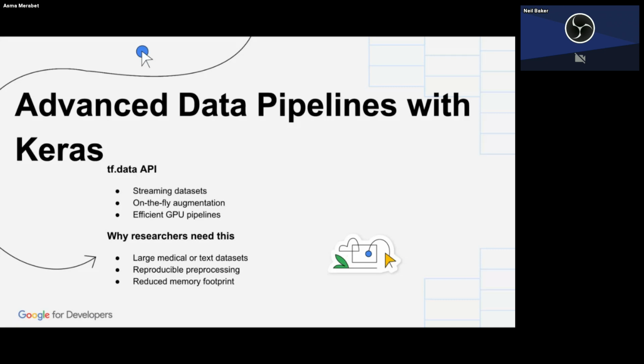The third thing is very efficient GPU pipelines. The pipeline prefetches data from disk while the GPU is training. By the time the GPU finishes a batch, the next batch is already loaded and ready. So this will help us.